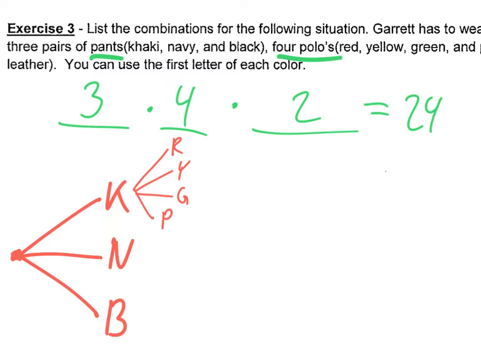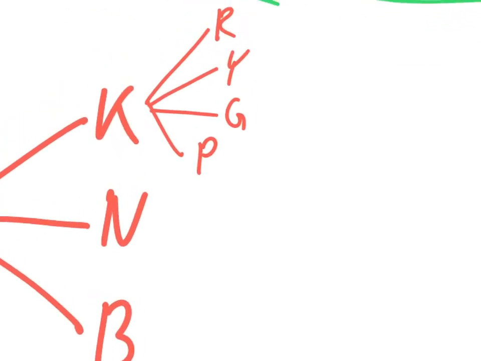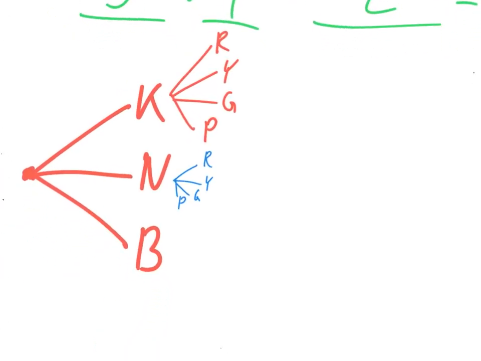So khaki pants, he could wear a red, yellow, green, or purple shirt. Well, he has that same option with the navy pants. I'm going to change colors in this so it doesn't start blending together too much. With the navy pants, I could wear red, yellow, green, or purple. But the same thing is true with the blue pants. I could wear a red shirt, yellow shirt, green shirt, or a purple shirt.